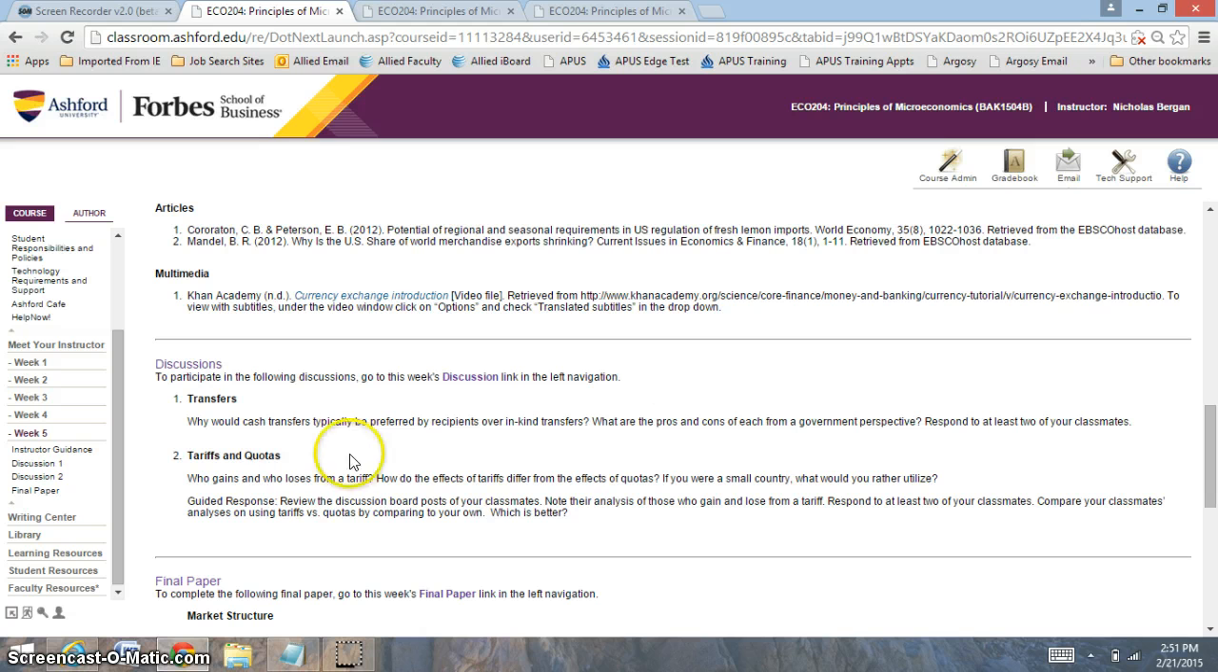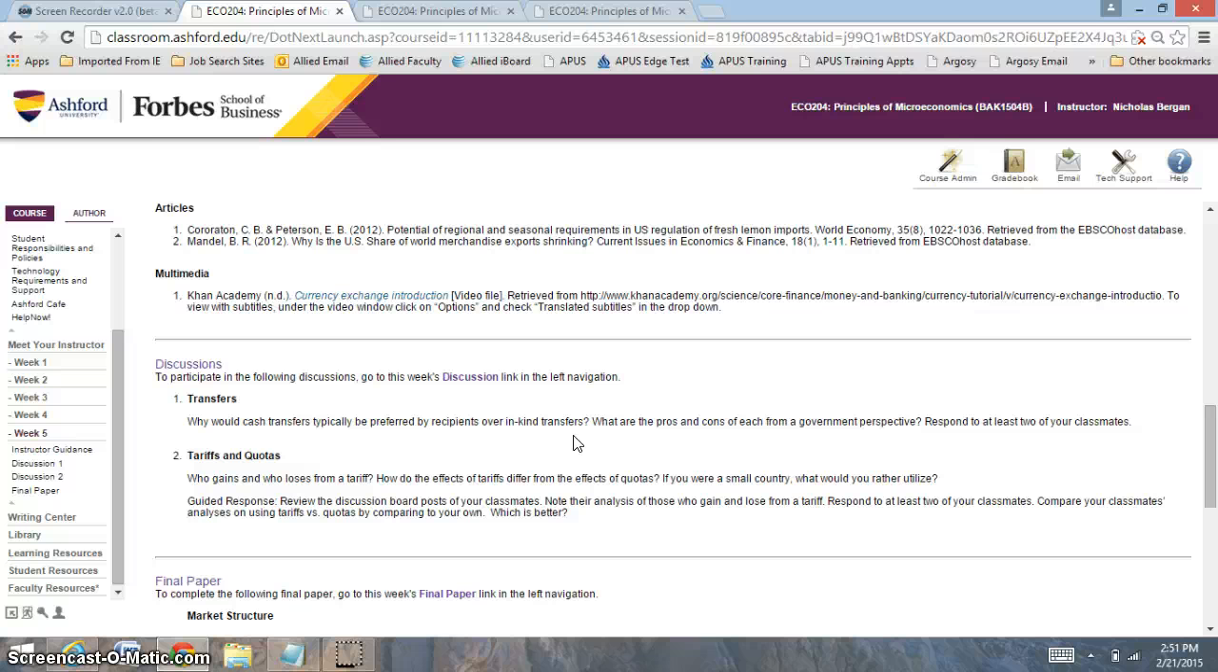The first discussion is, why would cash transfers typically be preferred by recipients over in-kind transfers? So a cash transfer is actually money that's transferring from the government to individuals or businesses. Now, in-kind transfers are a little bit different. In-kind transfers are looking at transfers that are substituting actual products. And this will be a little bit different than cash transfers, because with cash transfers, you don't know where people might spend their money.